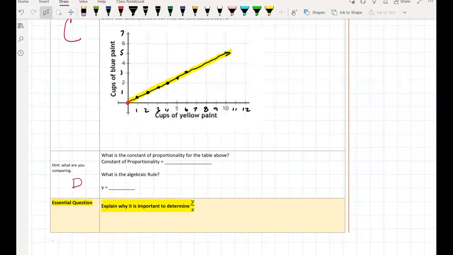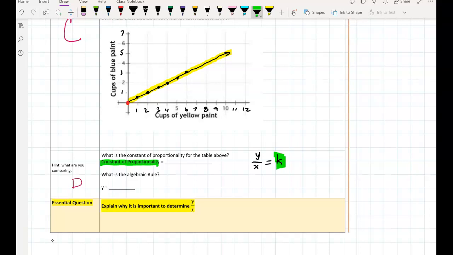And so now all we have to do to finish this thing out, now that we've done all this work, is answer this question. What's the constant of proportionality for this table? We found the constant of proportionality for that table. How did we find it? We divided y by x because that will always give us the constant of proportionality. Divide y by x to find it every time. Divide your output by your input. And then what's the algebraic rule? You know what that algebraic rule is. We wrote it up above. Now you have to rewrite it down here.